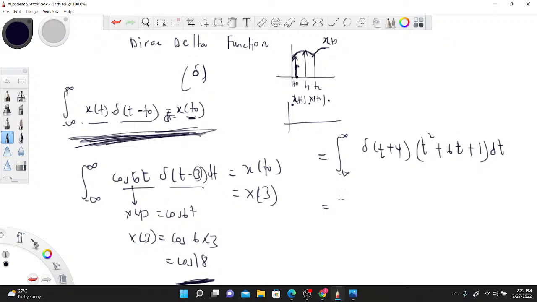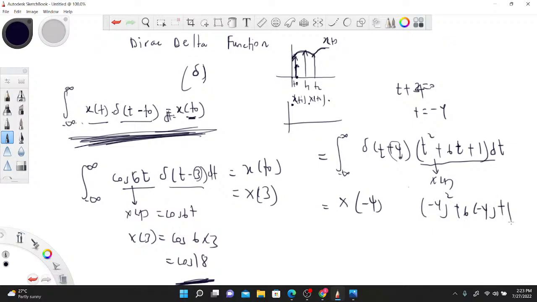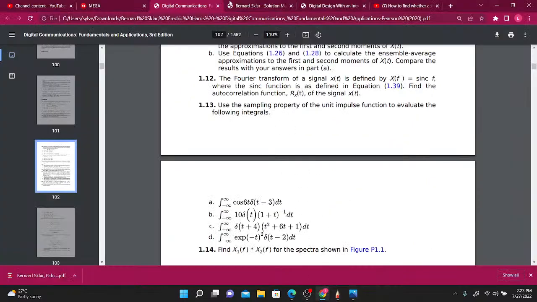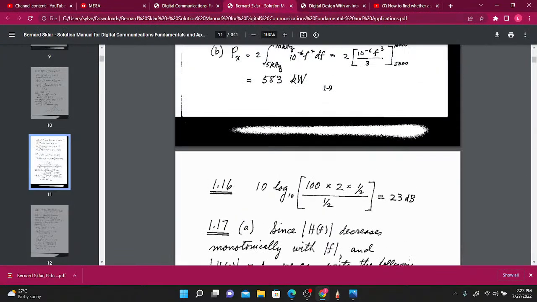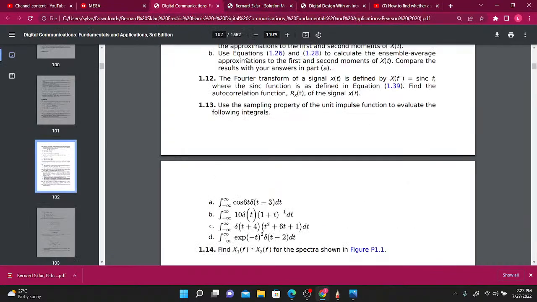So here we said this must be equal to x at t naught. t naught means equate this to 0. You get t is equal to minus 4. So find x at minus 4. This is x of t. So x at minus 4 gives me what? Minus 4 squared plus 6 times minus 4 plus 1. 16 minus 24 plus 1. That'll give you the answer: 17 minus 24, minus 7. So minus 7, that's the answer.